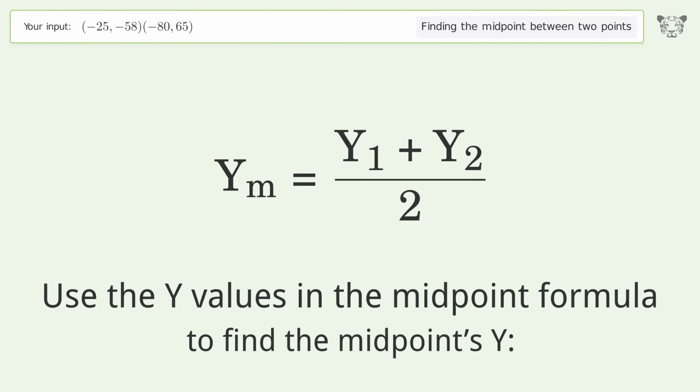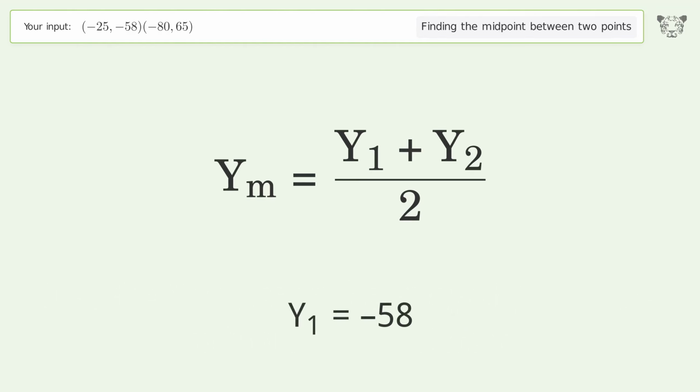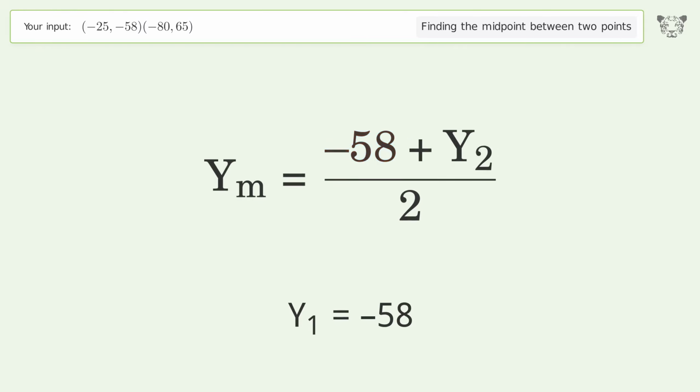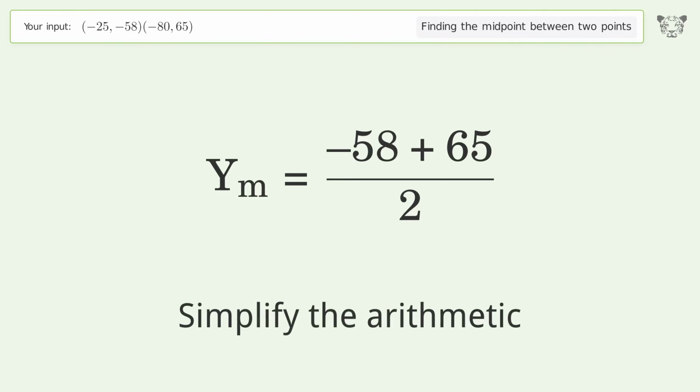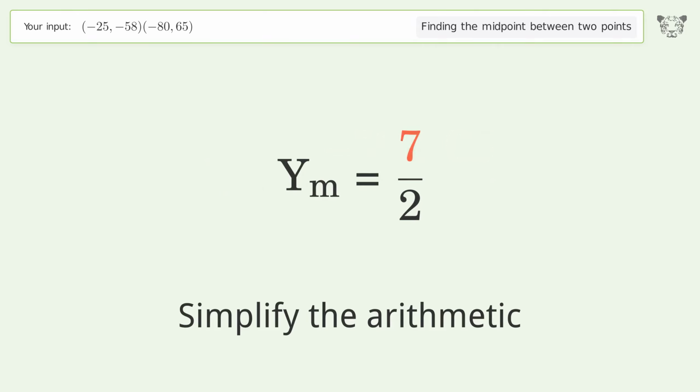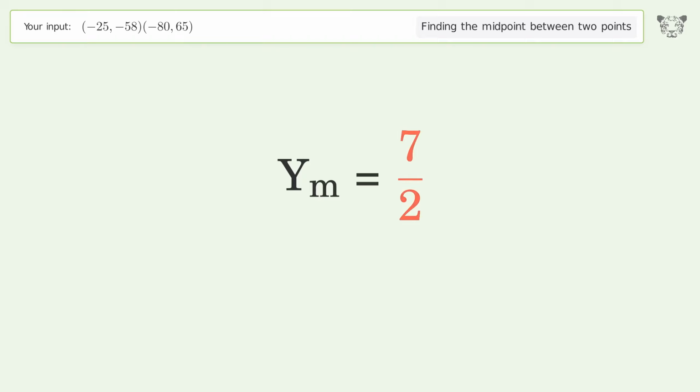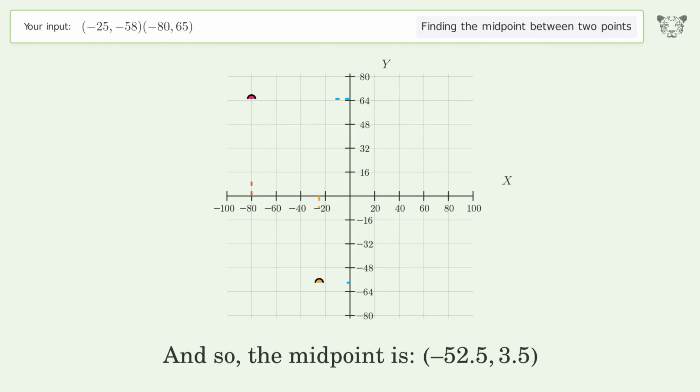Use the y values in the midpoint formula to find the midpoint's y. y1 equals negative 58. y2 equals 65. Simplify the arithmetic. And so, the midpoint is negative 52.5, 3.5.